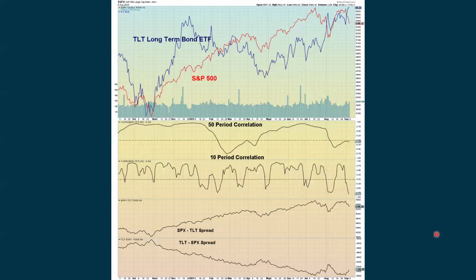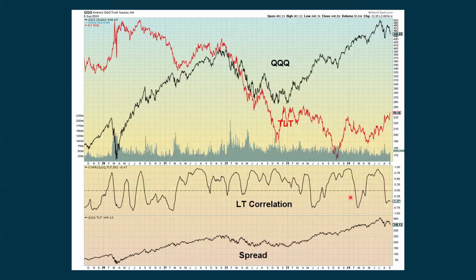We keep an eye on bonds, where we look at the long-term bond ETF. That would be the 20 to 30-year bond, where it's been going up. That's the blue line. Well, the S&P has been going down. And so we're seeing not a real strong long-term relationship here. It's more or less neutral. What we also keep an eye on is the shorter term correlation or relationship, and they're having a real tendency now to go in opposite directions. Bonds have been going up as stocks have been going down.